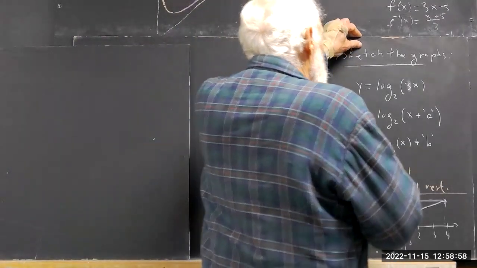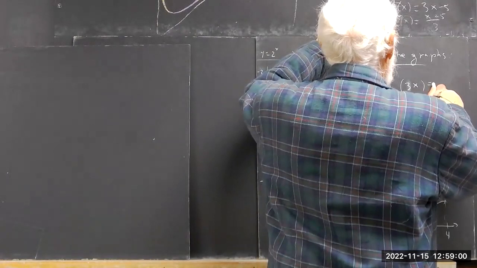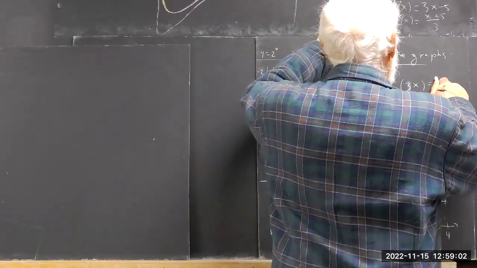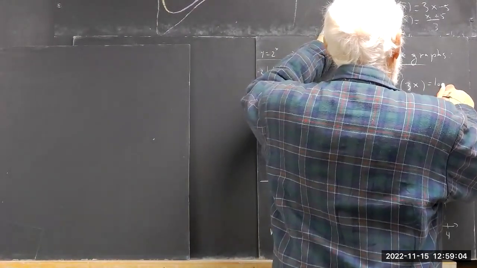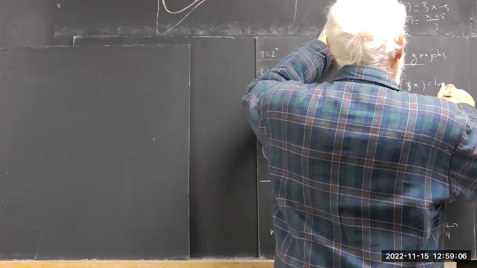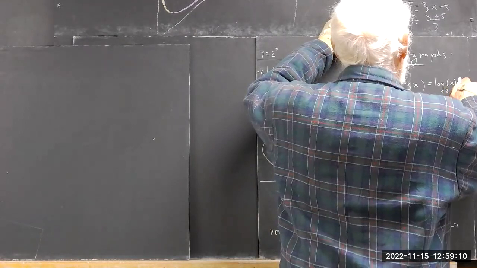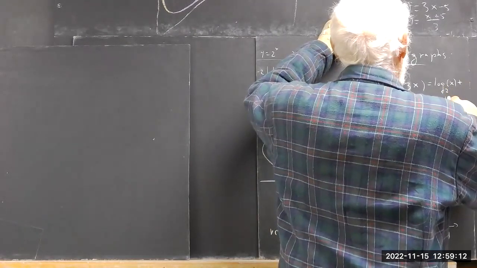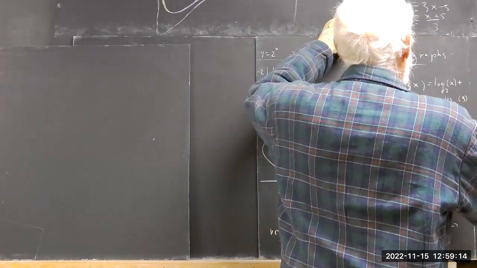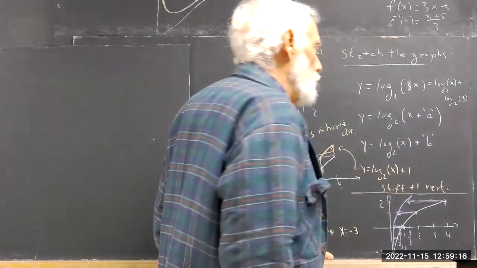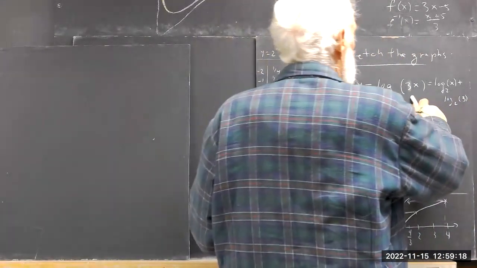Okay, well, log base 2 of 3x is log base 2 of x plus a log base 2 of 3.